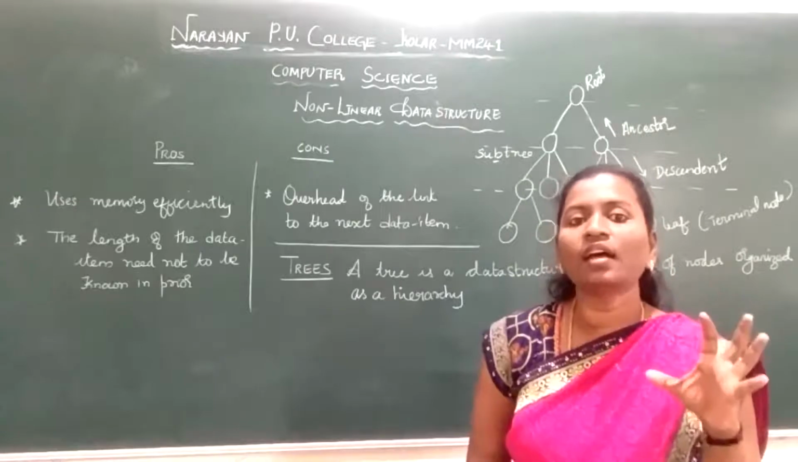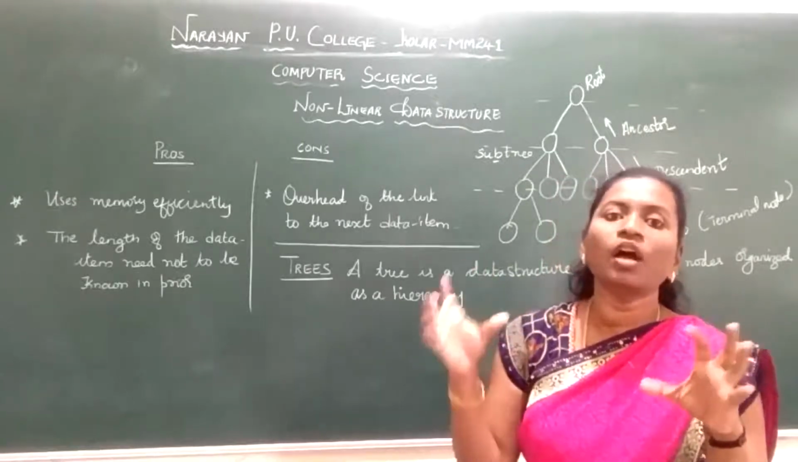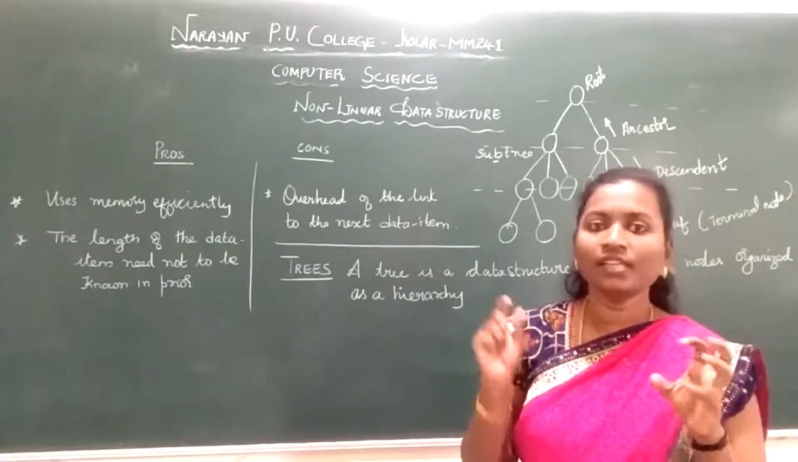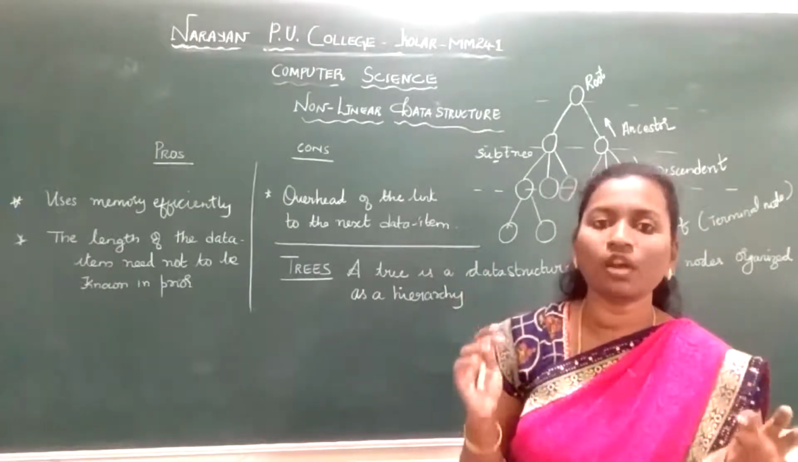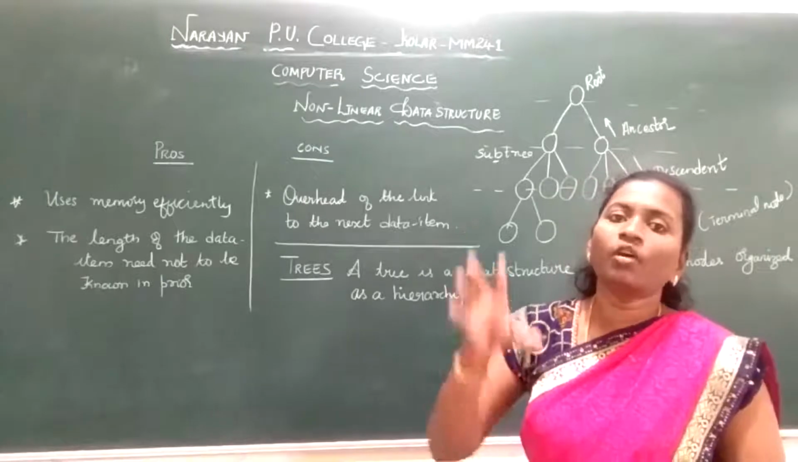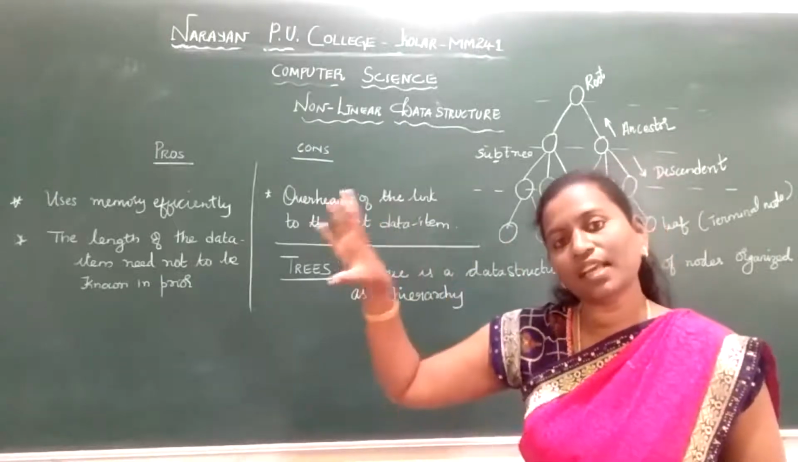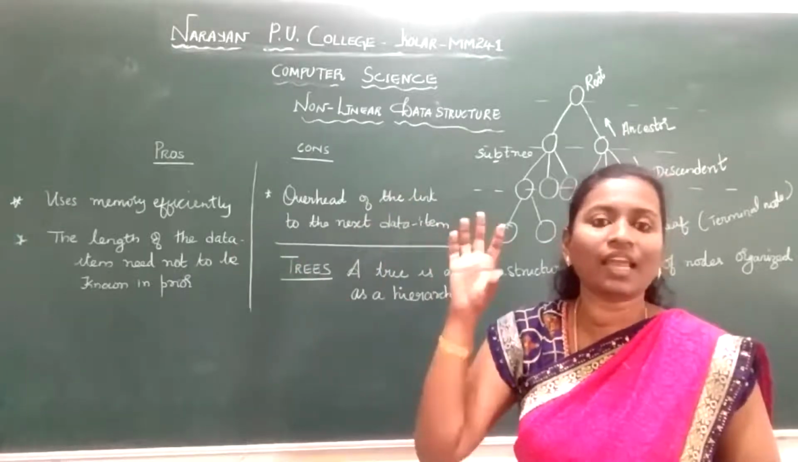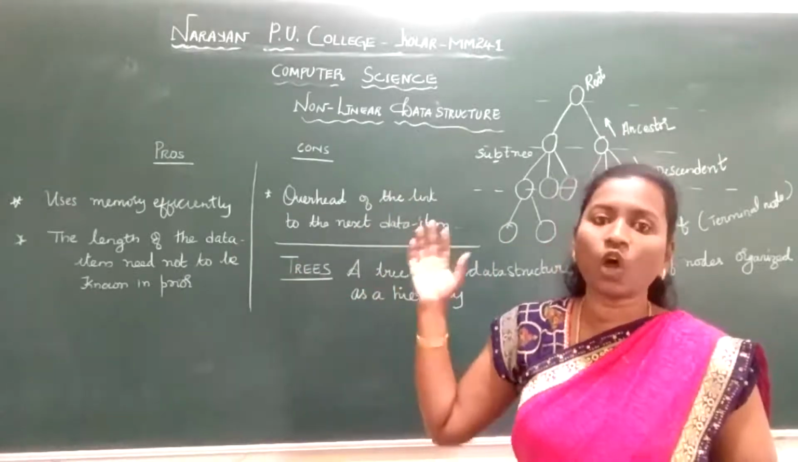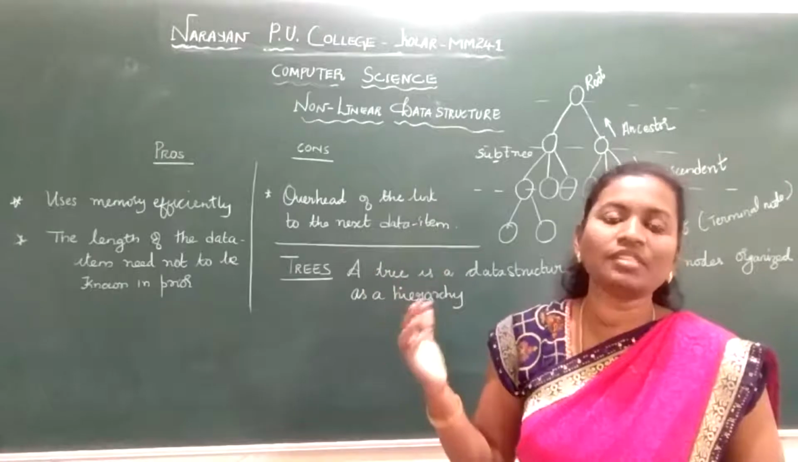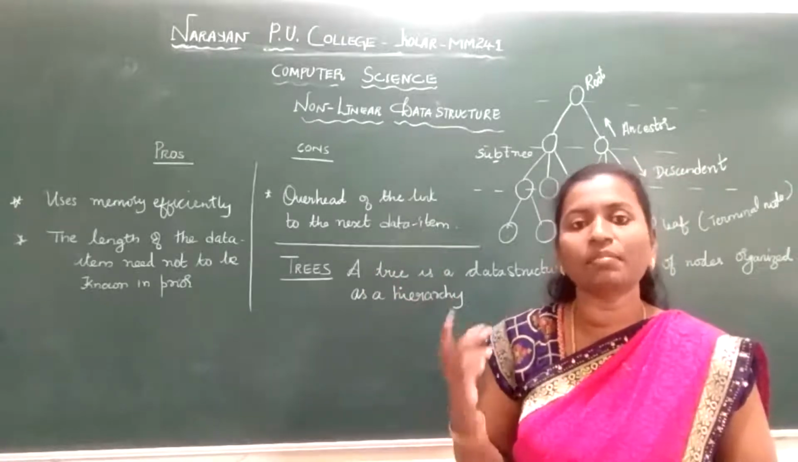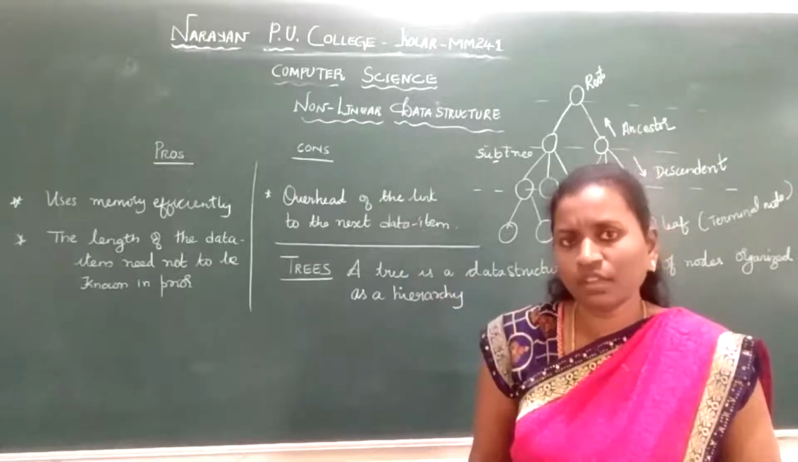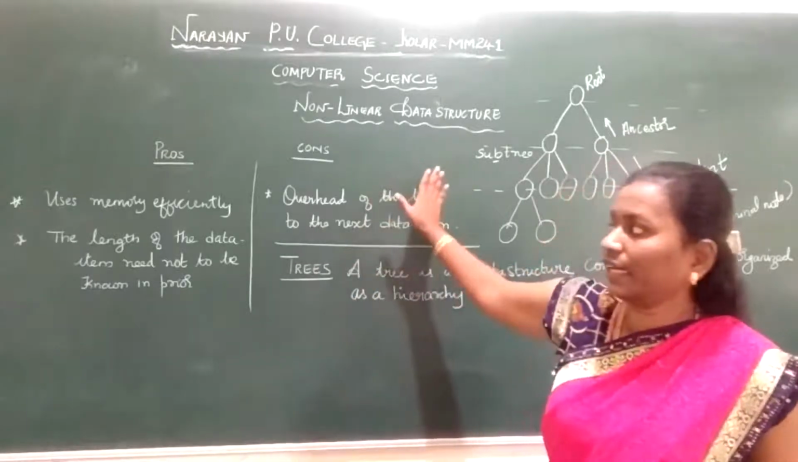So one data item is interconnected to another data item, but not in a linear fashion. It is like trees and graphs. I will tell you what trees and graphs are. One data element is present here, the next data element is present somewhere else. It is not in a contiguous memory location like arrays, stacks and queues. It is a non-linear data structure where several data items are interconnected by a link. That is the definition of a non-linear data structure.